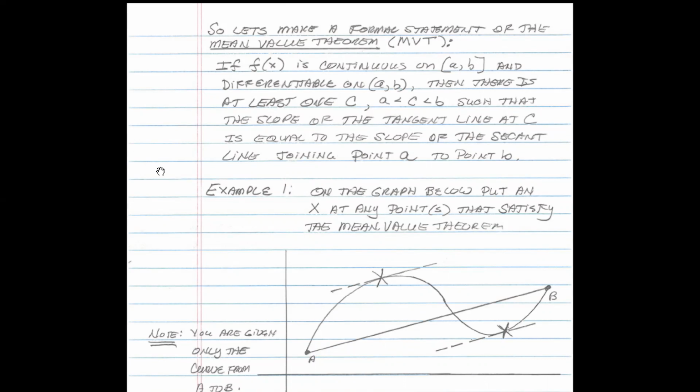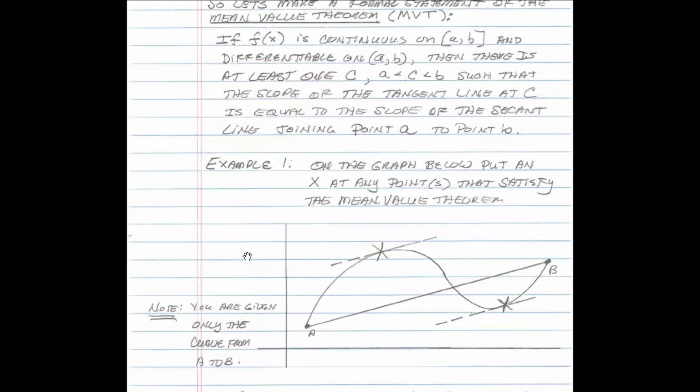Okay. Now, let's look at example one. Example one. Let's suppose we give you a graph. Okay, just give you this graph from A to B, and we ask you to put an X anywhere that satisfies the mean value theorem. First of all, this graph has no breaks, no sharp points, so I need to be able to find at least one.